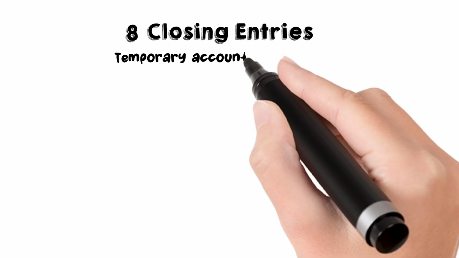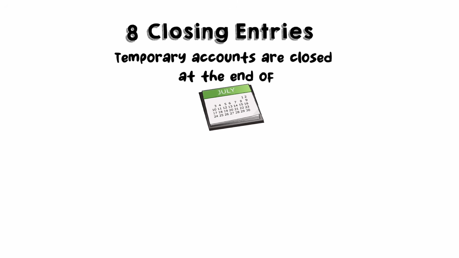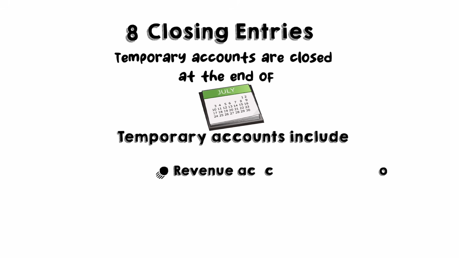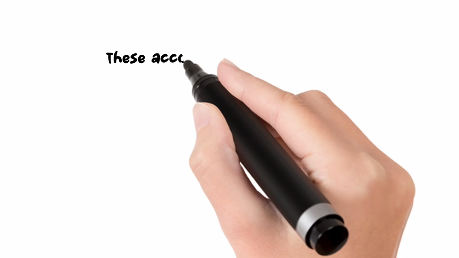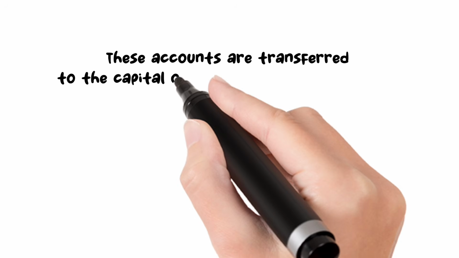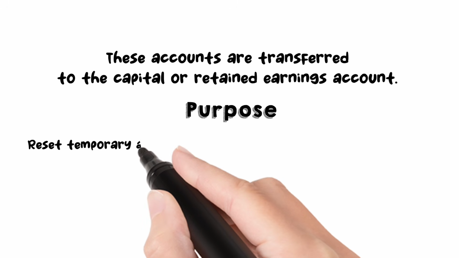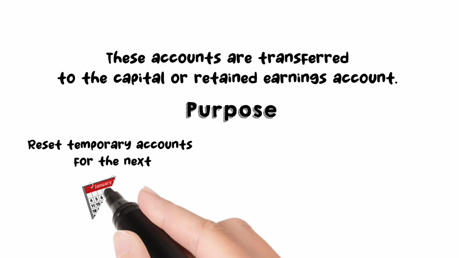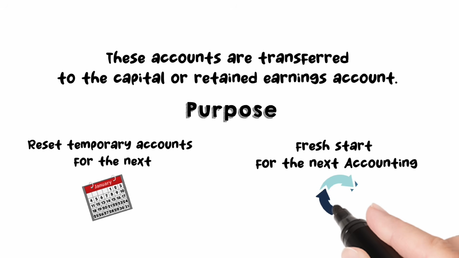Number 8, closing entries. Temporary accounts are closed at the end of the accounting period. Temporary accounts include revenue accounts, expense accounts, dividend account. These accounts are transferred to the capital or retained earnings account. Purpose: reset temporary accounts for the next accounting period. Fresh start for the next accounting cycle.